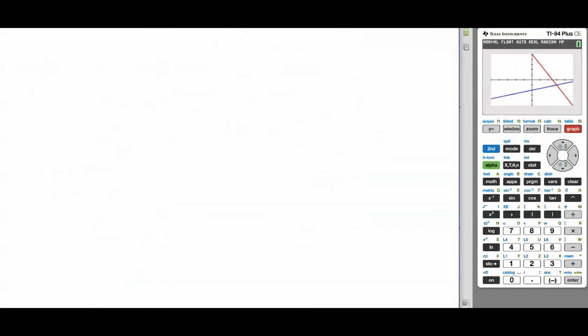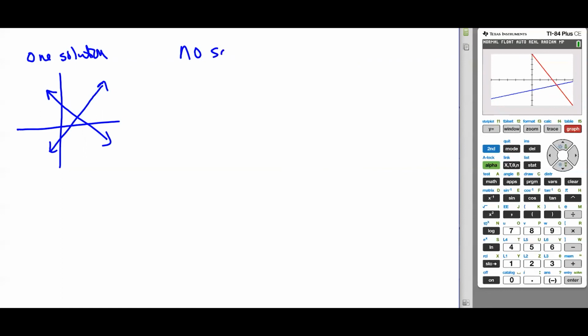So there's 3 options here. You can get one solution, and that's when you have, in 2D, 2 dimensions, intersecting lines. Right? You can get no solution when the lines are parallel. So if your 2 lines are parallel, you're going to get no solution to the system. This is in 2D again. And you can also get infinitely many.